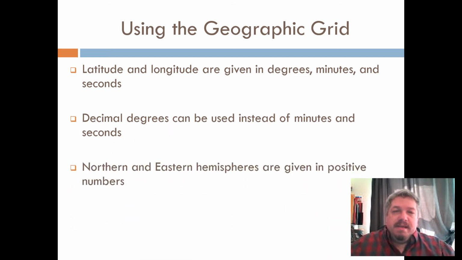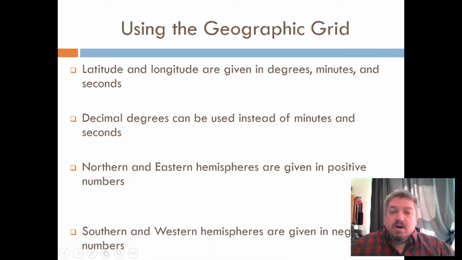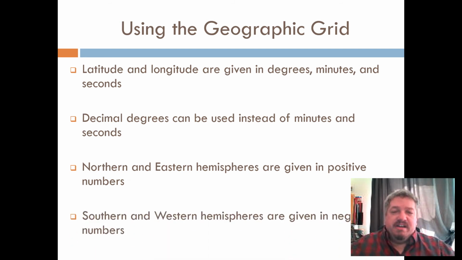Also, because computers need things to be more mathematical, we usually give positive and negative numbers. So 45 degrees north in a computer is a positive number, but 45 degrees south would be a negative. So you'd see negative 45 degrees. Same thing with east and west. So if you were going west, 80 degrees west would be negative 80 degrees.